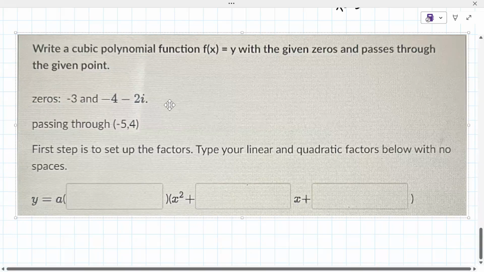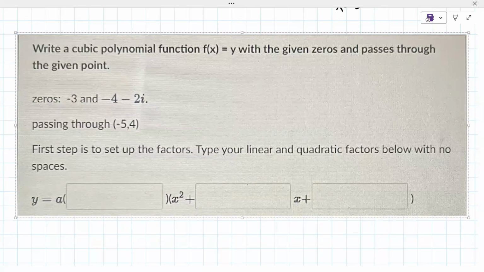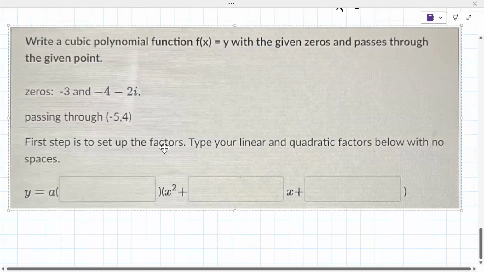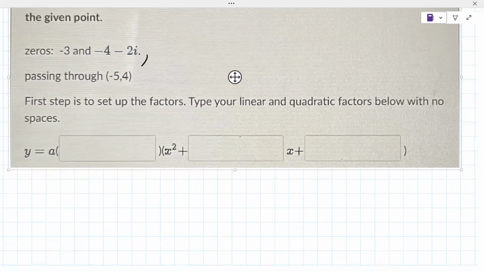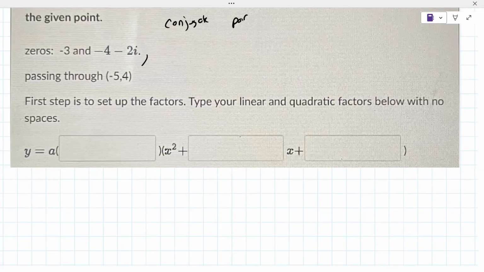This is the next problem I see. Is this okay to work through? Yeah. All right. So it says write a cubic polynomial function with the given zeros that passes through the given point. So the thing here is that this -4 - 2i comes in what's called a conjugate pair. -4 + 2i.